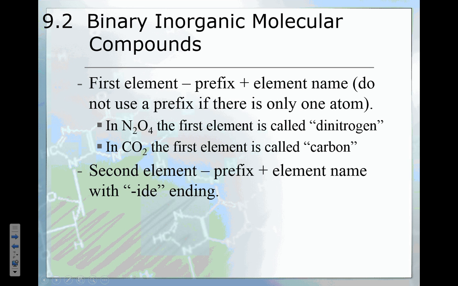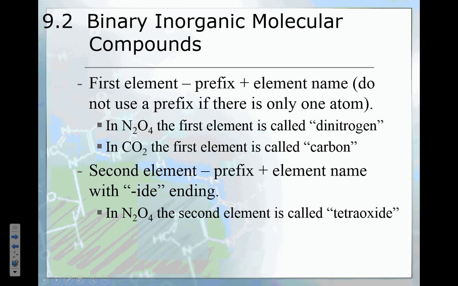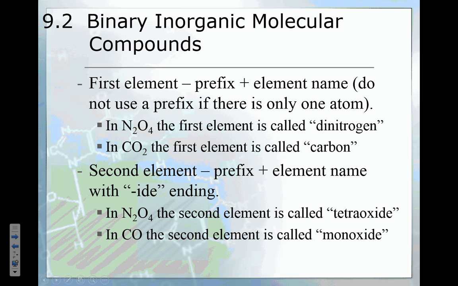Now, the second element is the same thing, but we change the element name to an ending with "ide." So when we look at N2O4, we're going to call it tetra for the 4. And then we have 4 oxygens. Well, it's the second one, so we name it with "ide." So tetraoxide. And CO, well, that's one oxygen, so that would be mono. And then oxygen becomes oxide, so it's monoxide. And notice we technically dropped the O from the mono, because that would make it look like monooxide.